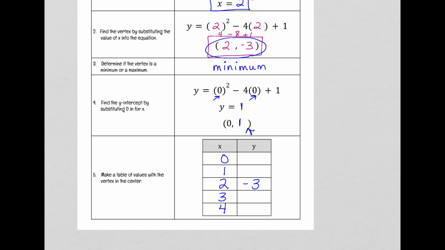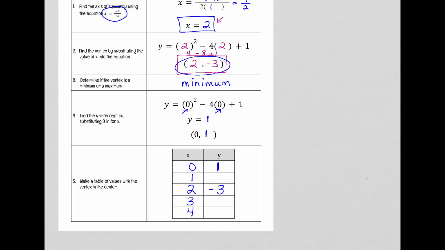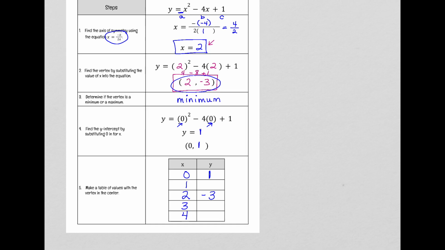So we already figured out that if x is 0, y is 1. Now for the other ones, we have to put in those values to be able to see what that value would be. So if we look at our equation again, remember our equation was x squared minus 4x plus 1. Okay, so now we're going to stick 1 in there for x, because this is a y equals. Remember, we're trying to find y.